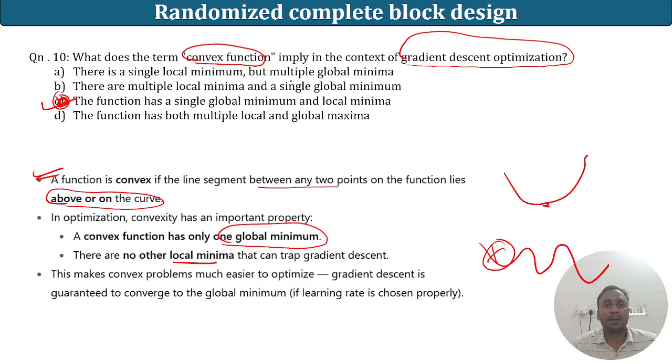There is a single local minimum but multiple global minima? No. Multiple local minima and a single global minimum? No, there will be only one. The function has both multiple local and global maxima? No. So a convex function has only a single global minimum.